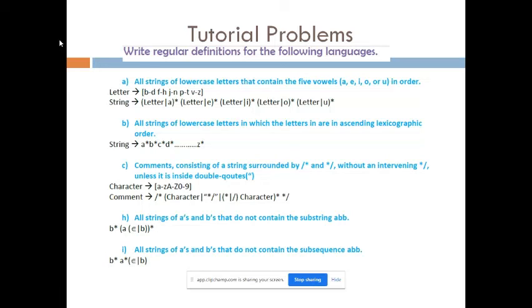up to Z*. And the next question is comments, consisting of a string surrounded by the multi-line comment delimiters, without intervening delimiters unless inside double quotes. So the character is from small a to small z, or capital A to capital Z, or 0 to 9. So the comment is from the open multi-line comment delimiter to the closing delimiter. Inside that, it may be a character or a comment line.